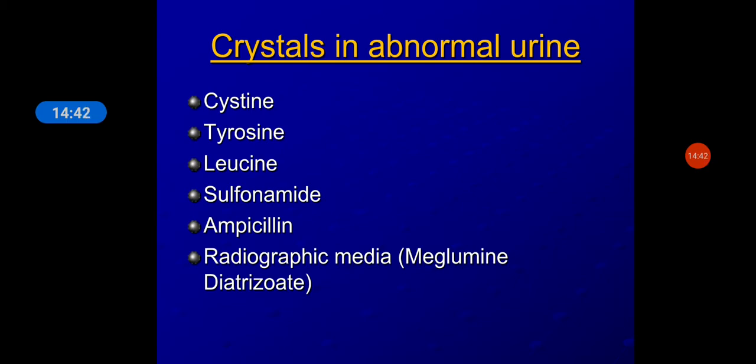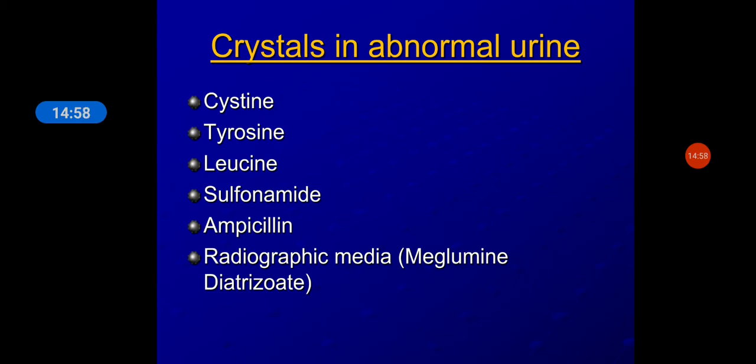Okay, now what are the crystals which are seen in abnormal urine? We are not supposed to see them. When you see them, they are definitely abnormal. They are cysteine, tyrosine, leucine, sulfonamide, ampicillin, and radiographic media, that is called meglumine diatrizoate.